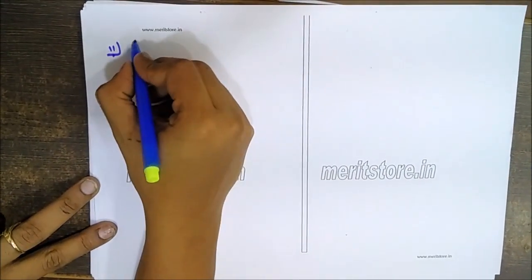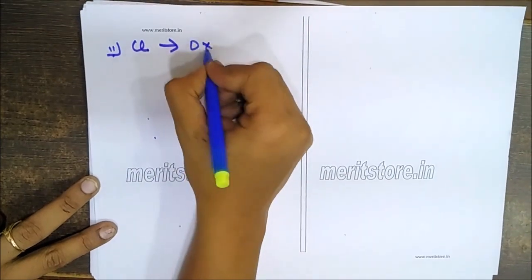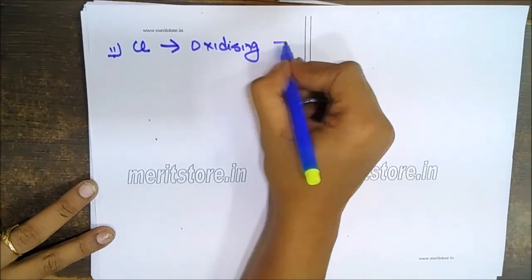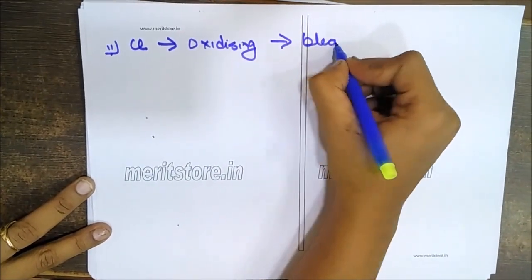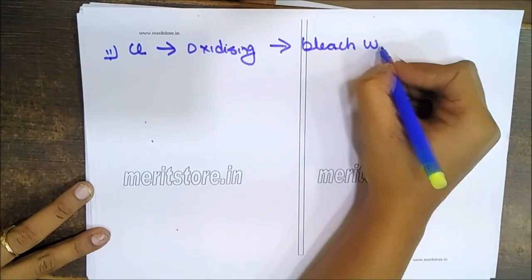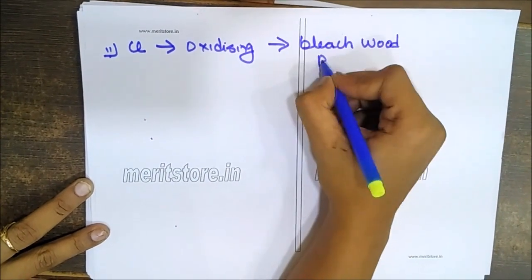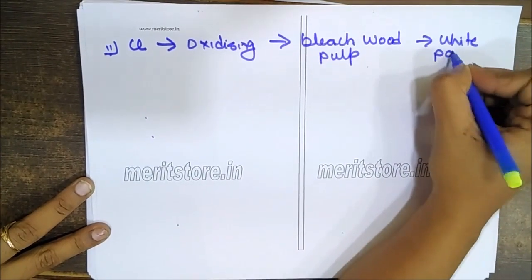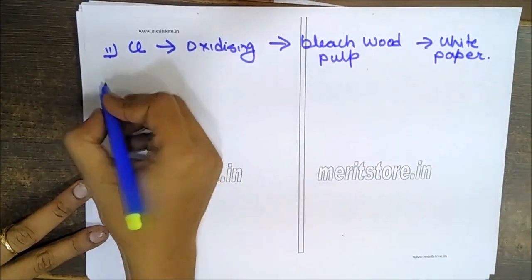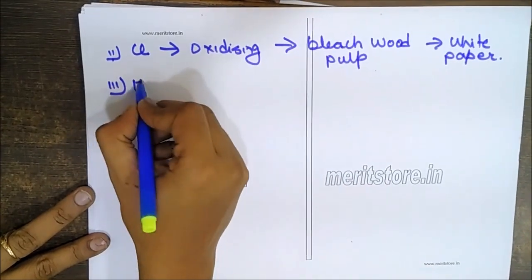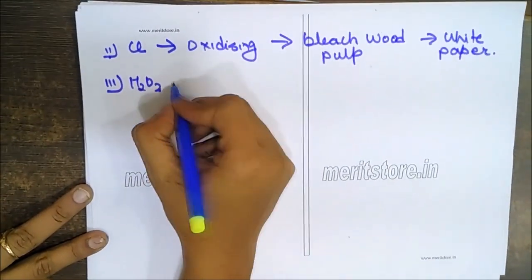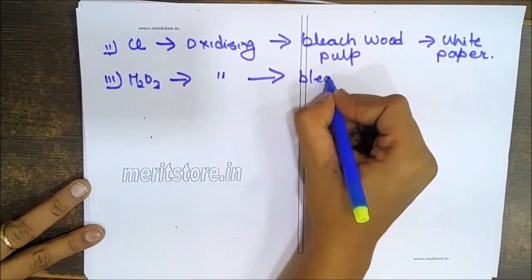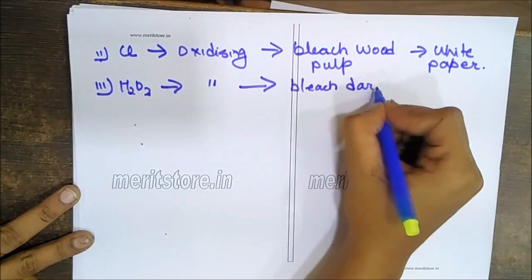Next application says chlorine. Even chlorine is an oxidizing agent. Same thing, and it's used to bleach wood pulp into white paper. Same concept. An oxidizing agent would reduce other substances. Same way, hydrogen peroxide is used as an oxidizing agent, and it is used to bleach dark hair.